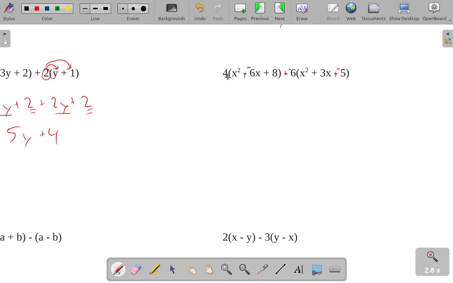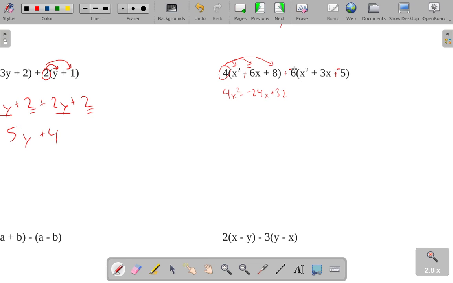Now I can say these parentheses are multiplied by 4, which means I need to distribute my 4 through the parentheses. And in this case, that 4 actually goes to each of the 3 terms. You can see there's 3 terms here. 4 times x squared gives me 4x squared. 4 times a -6x gives me -24x. And 4 times 8 gives me 32.